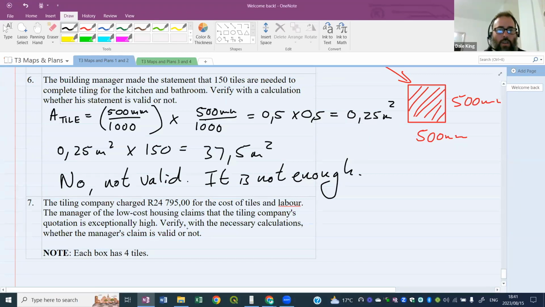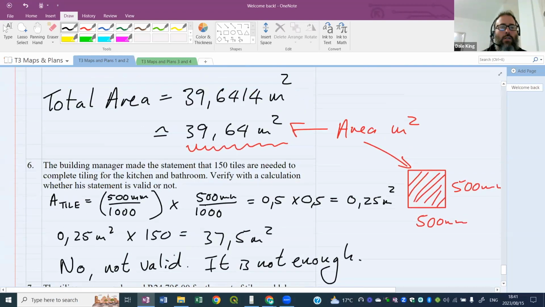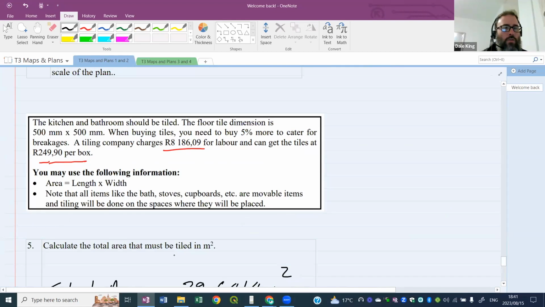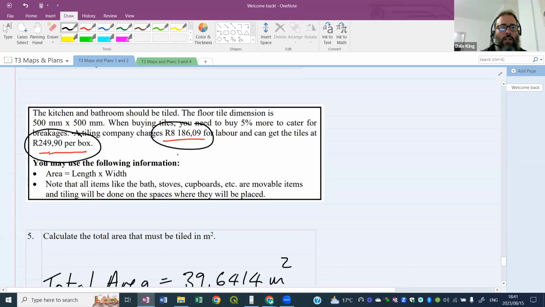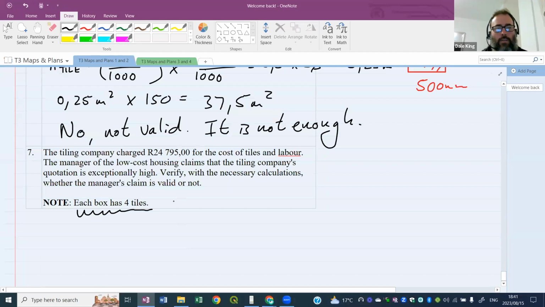So we're going to do everything now. We're going to work out the whole cost of this job. We've just heard that 150 tiles is not enough. So we need to know how many tiles we actually need. And by the way, down here it says there are 4 boxes in a tile. And the question said at the top here that it's 249 Rand per box. There's 4 boxes in a tile plus 249.90 per box. And labor is going to cost you that much. That information is going to need to be brought down. So I'm going to say 249.90 per box. I'm going to write this here.